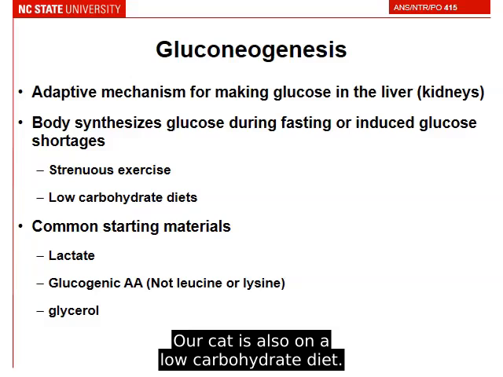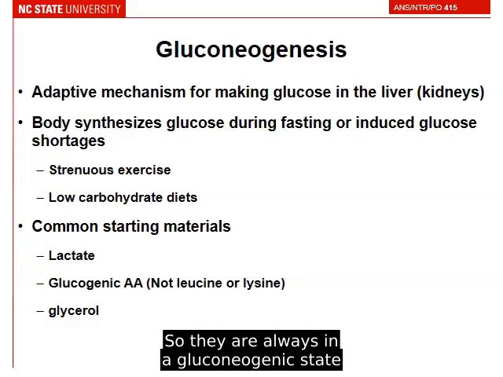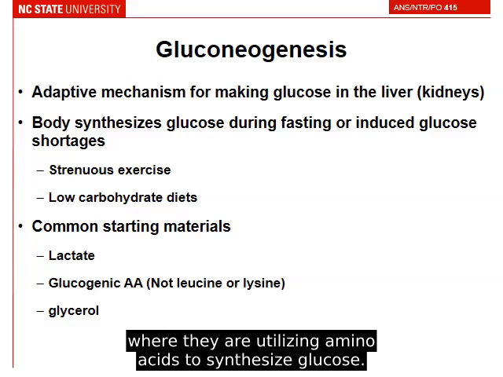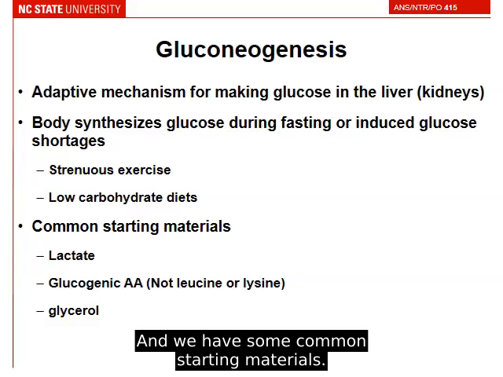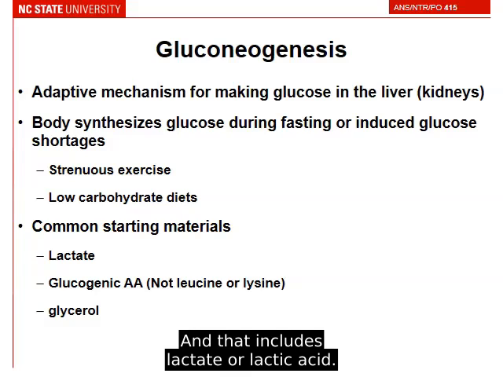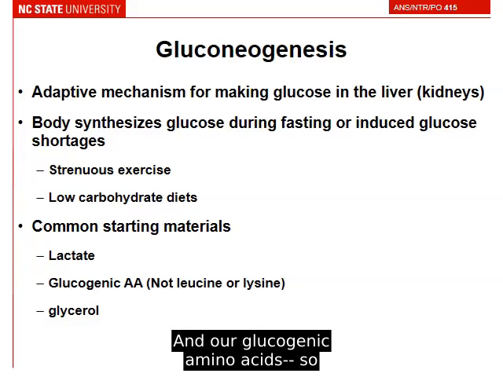Our cat is also on a low carbohydrate diet, so they are always in a gluconeogenic state where they are utilizing amino acids to synthesize glucose. And we have some common starting materials, and that includes lactate or lactic acid and our glucogenic amino acids.